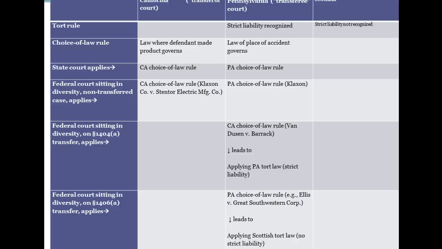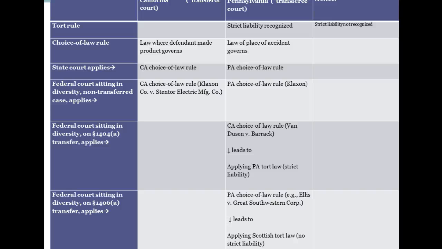California's choice of law rule is that the law where the defendant made the product governs. Pennsylvania's choice of law rule is that the law of the place of the accident governs. Those are the same as the last typo. Exactly the same. The state court is going to apply the choice of law rule of its own state, so the California state court will apply the California choice of law rule, and the Pennsylvania state court would apply the Pennsylvania choice of law rule.